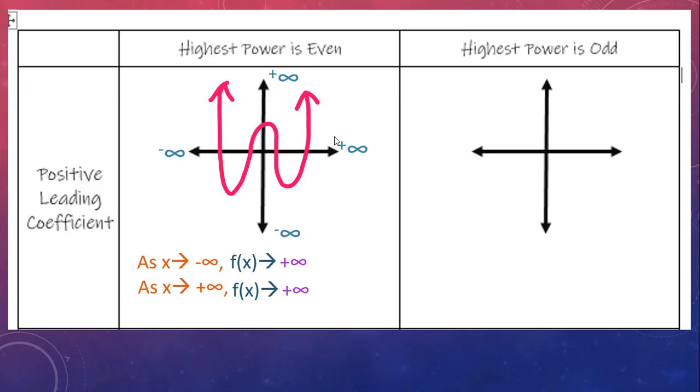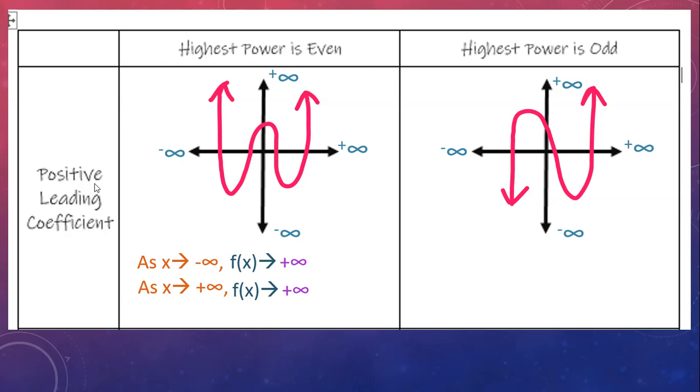Let's take a look at the next column. So the next column would be a highest power is odd, still with a leading positive coefficient. Again, as x goes to the left, it goes towards negative infinity. As x goes to the right, it goes towards positive infinity. And then your f of x value can either go down towards negative infinity or up towards positive infinity. And go ahead and sketch that graph.